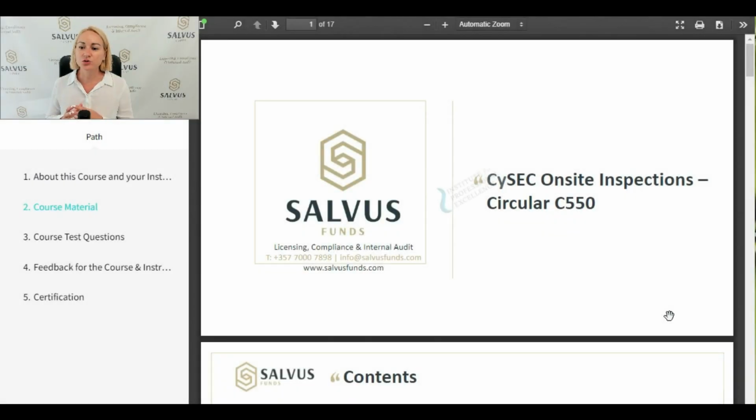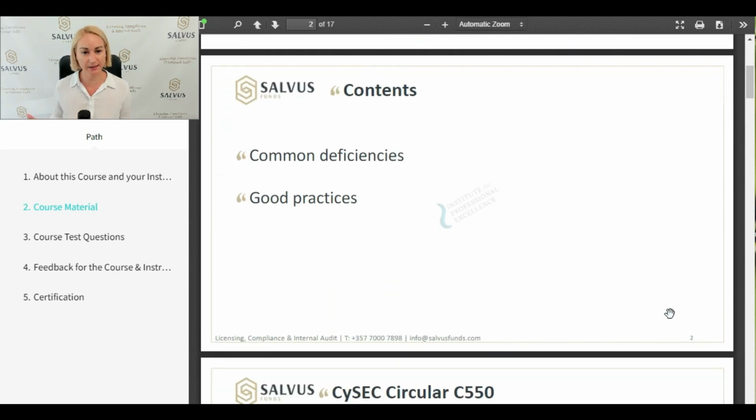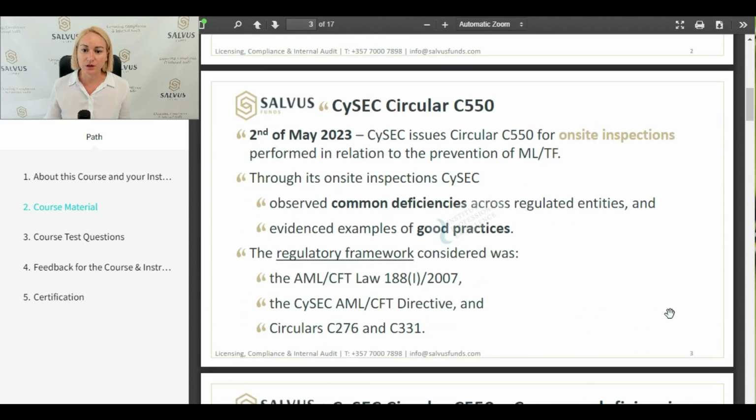The last section of our course includes CySEC on-site inspections via Circular 550. Within this course, we are covering the common deficiencies identified and suggested good practices. Now, May 2023, CySEC issued Circular 550 for on-site inspections performed in relation to money laundering. Through these on-site inspections, CySEC observed deficiencies across regulated entities and evidenced examples of good practices for others to follow and perform. The regulatory framework covered, of course, is the AML Law 188/2007, CySEC directives, and Circular 276 and 331.